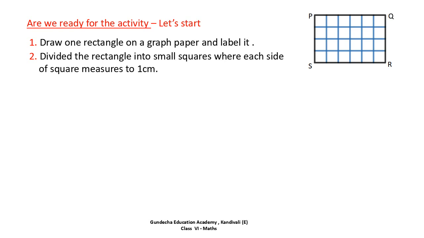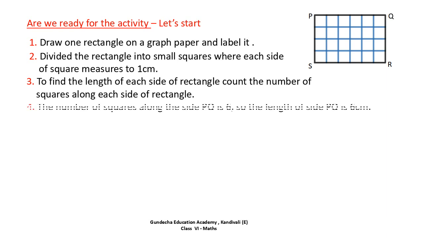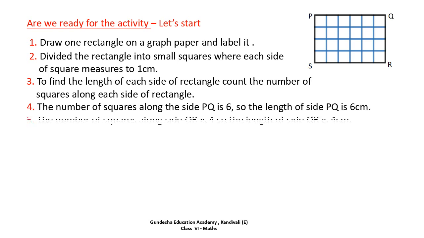Now to find the perimeter of this rectangle, we need to find the length of all the four sides of this rectangle. To find the length of sides, we need to count the number of squares along each side. So when we count the number of squares alongside PQ, it comes to 6. It means the length of side PQ is 6 centimeters. Similarly, the length of side QR will be 4 centimeters as the number of squares along this side is 4.